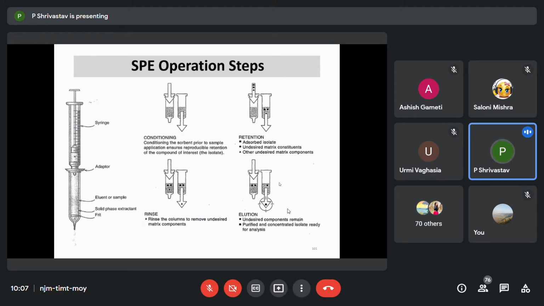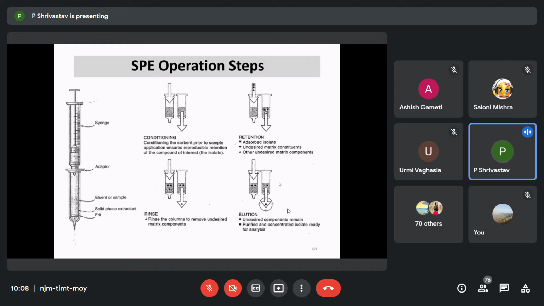Once it is conditioned, you add your sample to this cartridge from the top. Once you add, that means you retain everything on your stationary phase material. That is known as the retention step. Once everything is retained, you wash or rinse your cartridge with a suitable solvent so as to remove the unwanted material or the matrix components. Once the matrix components are removed, what you have on the solid phase material is the analyte or analytes of interest.